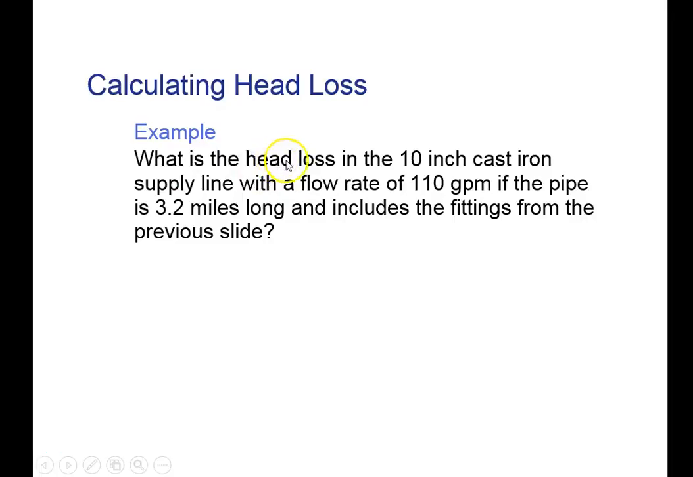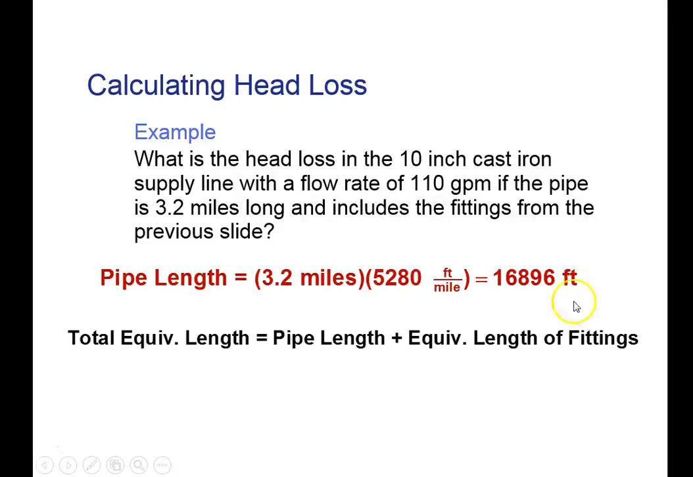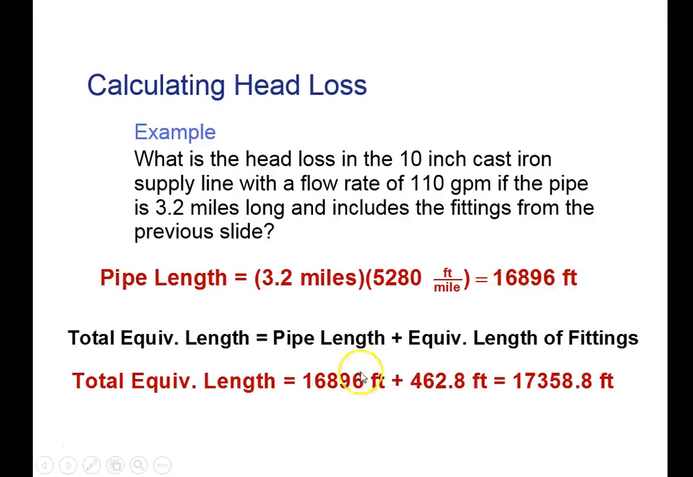Here's another example. What is the head loss in a 10-inch cast iron pipe, if the flow rate is 110 gallons per minute, if the pipe is 3.2 miles long, and includes the fittings from the previous slide? So first we have to convert our miles to feet. Here's our standard conversion factor, and we have how long our pipe is. Then we take our actual pipe, plus the number we found for all our fittings on the previous page, add those up to get the total length we're really going to use in our calculation.